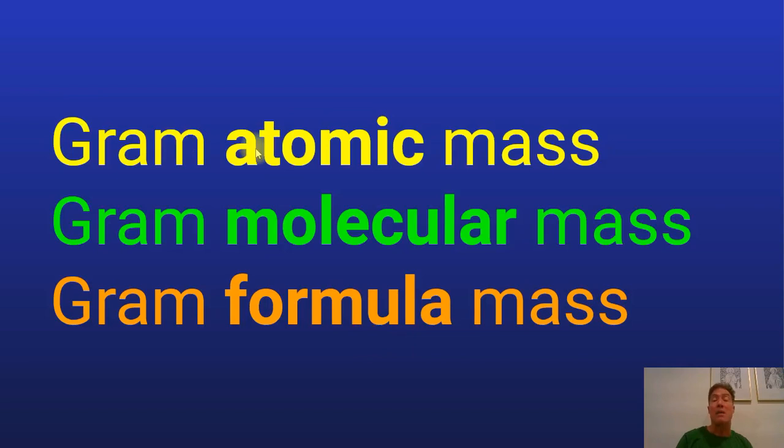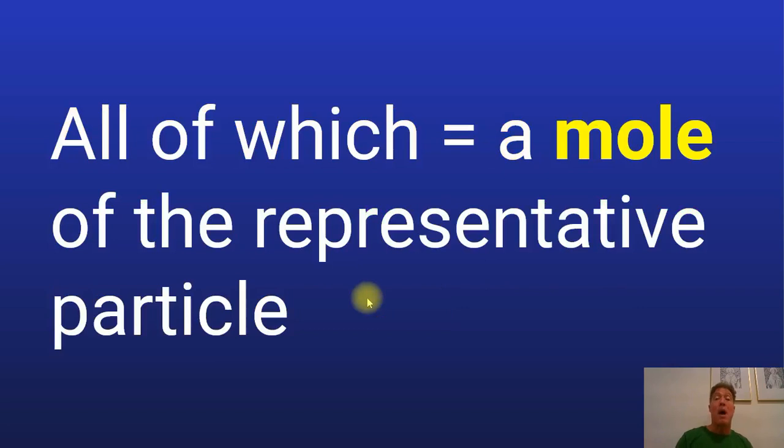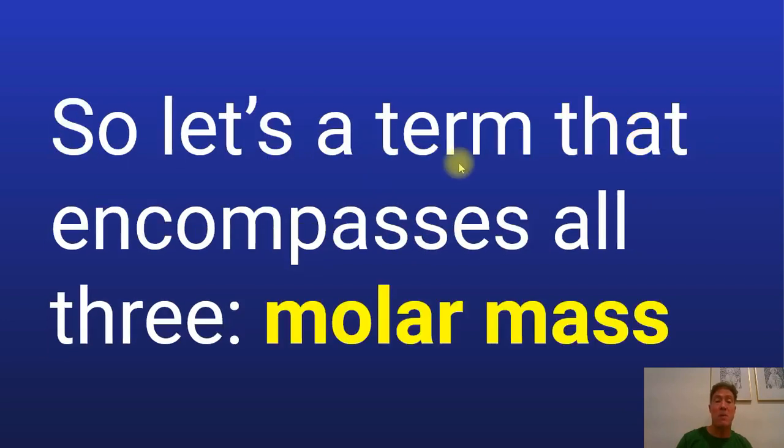Okay, gram atomic mass, that's a mole of atoms. Gram molecular mass, that's a mole of molecules. Gram formula mass, that's a mole of formula units. And all of them give us a mole of the representative particle. So all of these equal a mole. If I have an Avogadro's number of any of those things, I have a mole of the representative particle.